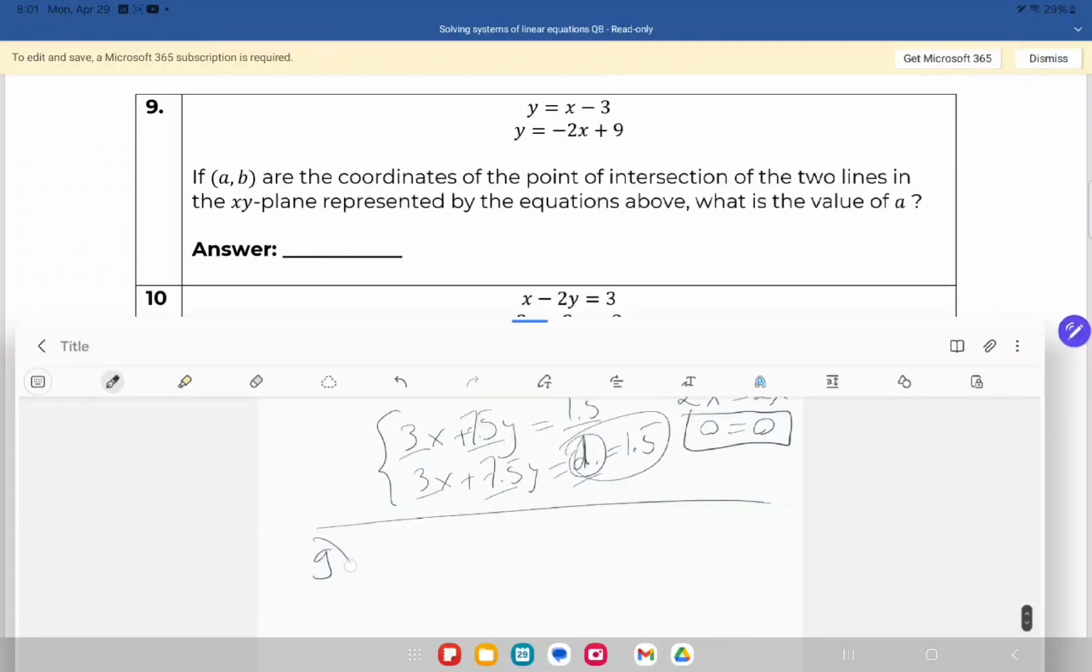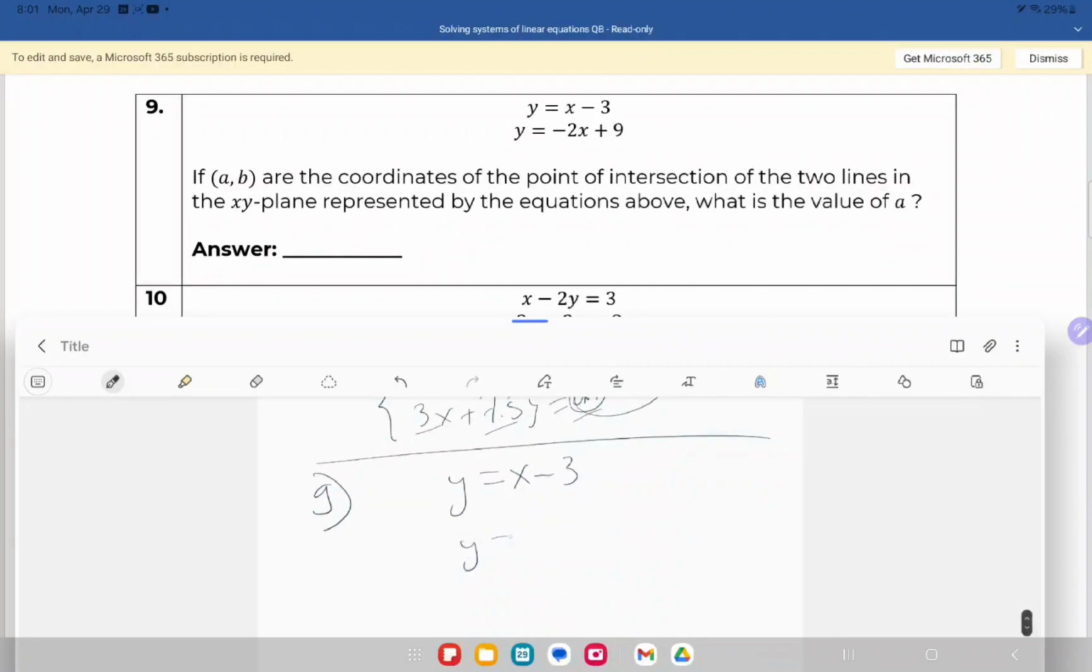Let's go to number 9. Now, number 9, they're telling us that y is equal to x minus 3, and y is equal to minus 2x plus 9. If a and b are the coordinates of the point of intersection of the two lines in the xy plane, represented by the equations above, what is the value of a? So I have a and b.